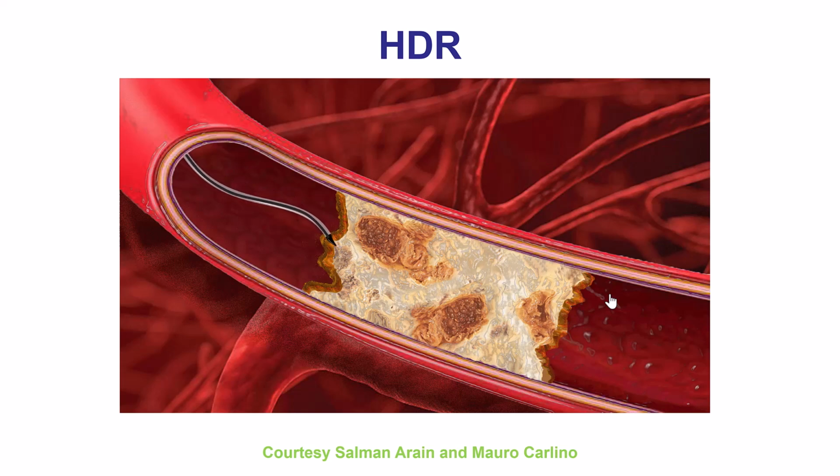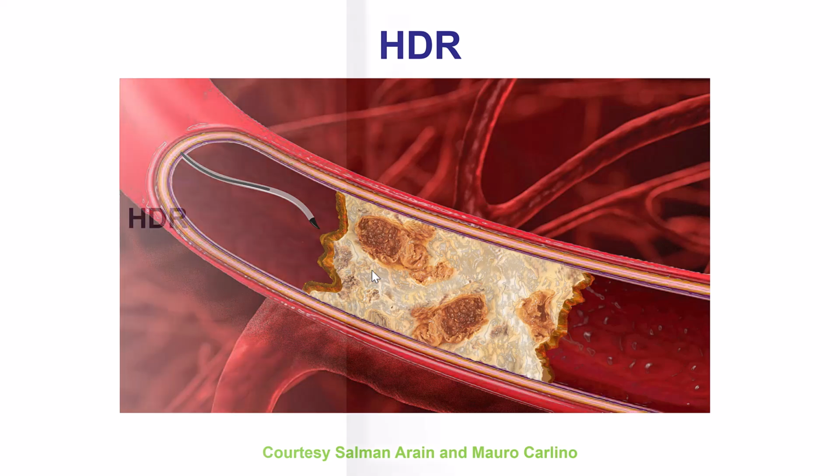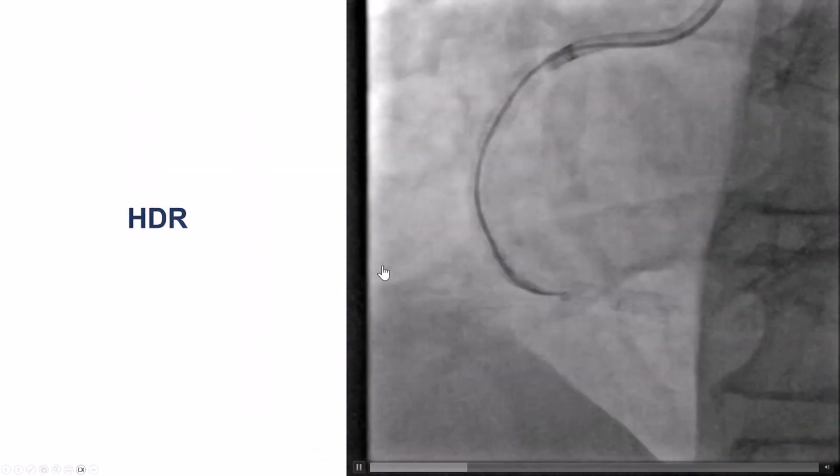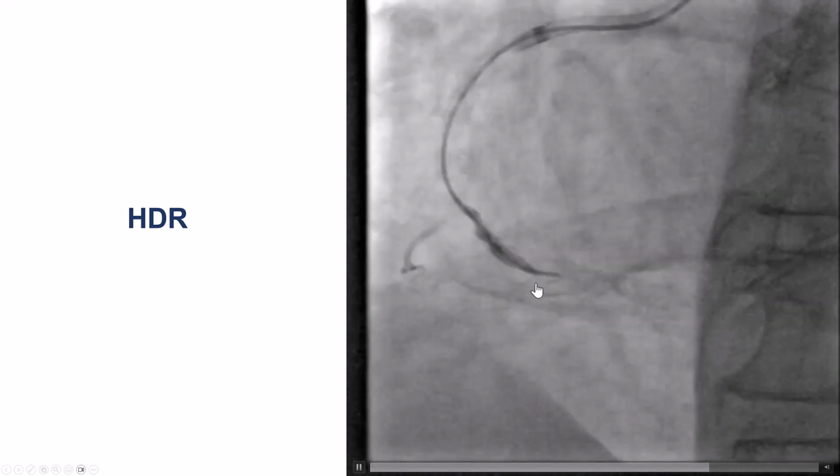So we had the microcatheter already partially inside the occlusion, and HDR is simply the gentle injection of about 0.5 ml of contrast, which can find its way around calcium and create a pathway for the wire to follow into the distal true lumen. This is from Salman Arif and Mauro Carlino, a new modification of the Carlino technique. And to be honest, we weren't so sure it was going to work here because the lesion was relatively long, but we decided to try it.